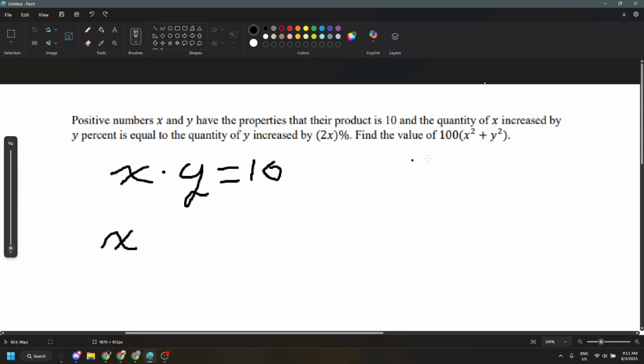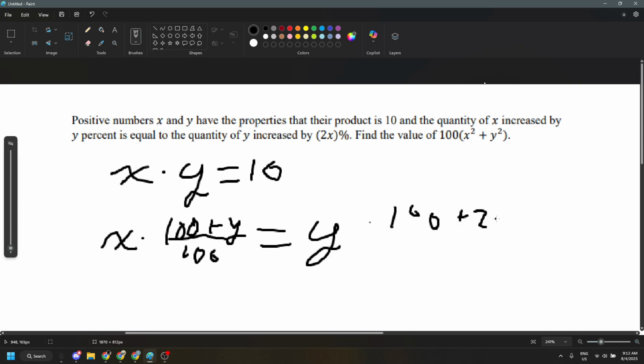Okay. So, x increased by y%. Percent, it's for every 100. So times y over 100. No, actually I lied. If y is 2, I will make it smaller. So it needs to be 100 plus y over 100 is equal to y times 100 plus 2x over 100.